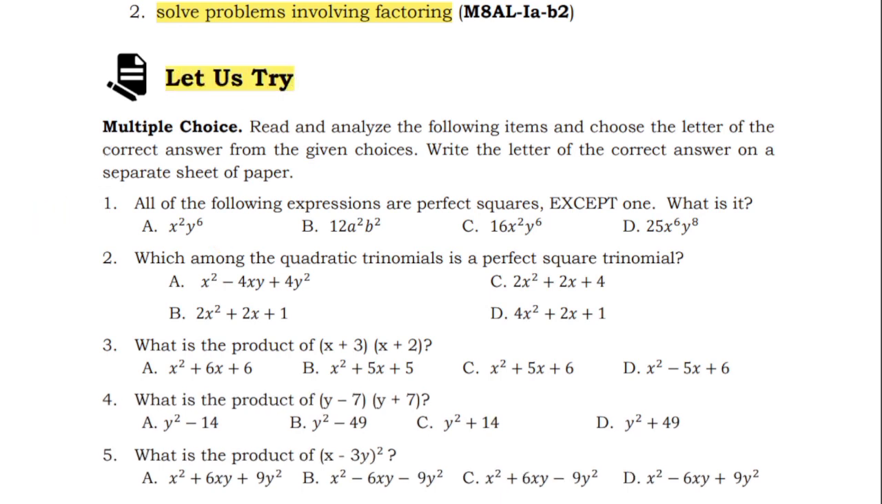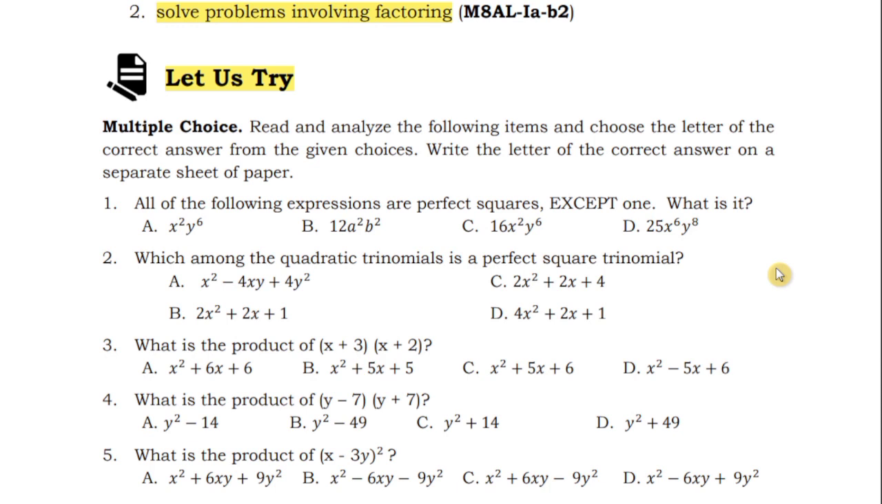We have here multiple choice. Read and analyze the following items and choose the letter of the correct answer from the given choices. Write the letter of the correct answer on a separate sheet. We don't have any separate sheet, so I will encircle the answer, and I will explain further the situation given.